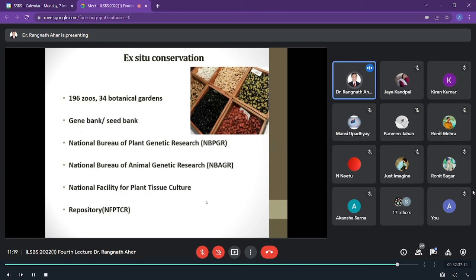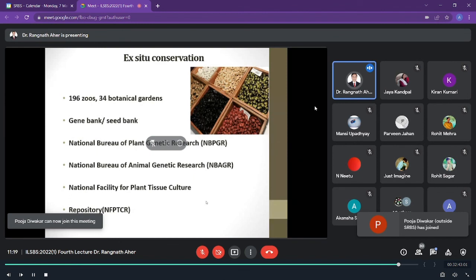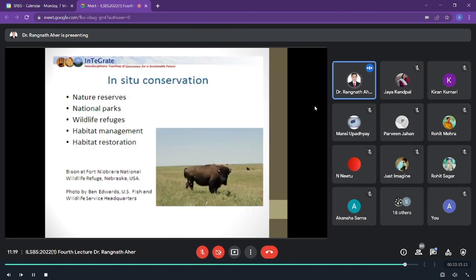The next example is ex situ conservation. Under ex situ conservation, there are 196 zoos and 34 botanical gardens situated all over India, and some gene banks or seed banks. The National Bureau of Plant Genetic Resources, located in New Delhi, plays a very important role. The National Bureau of Animal Genetic Resources is also situated in New Delhi. There are also the National Facility for Plant Tissue Culture and Repository. They take part in ex situ conservation.